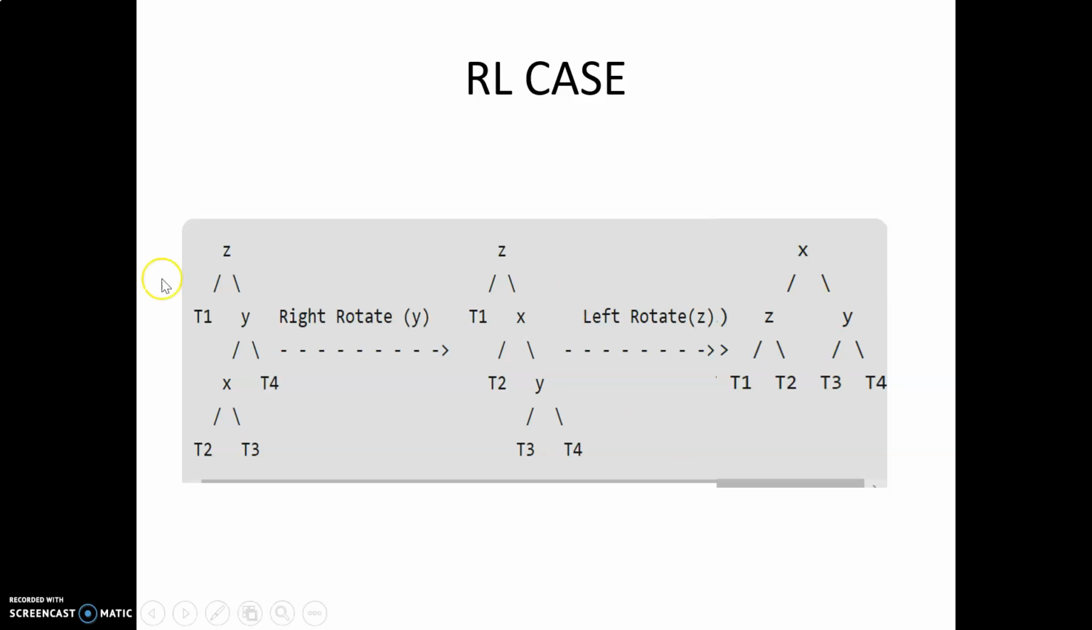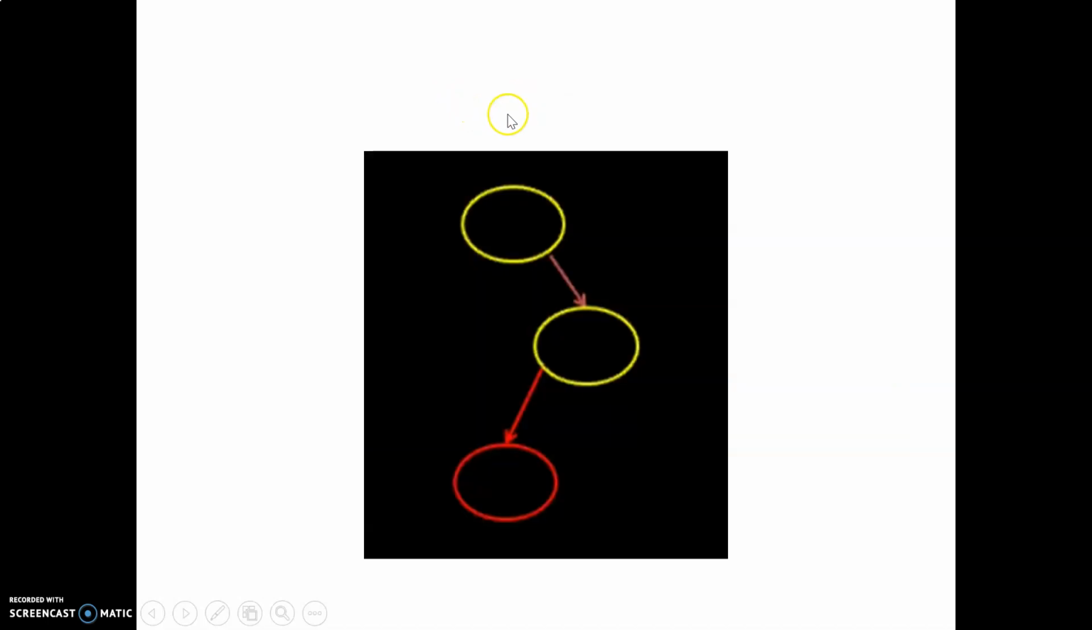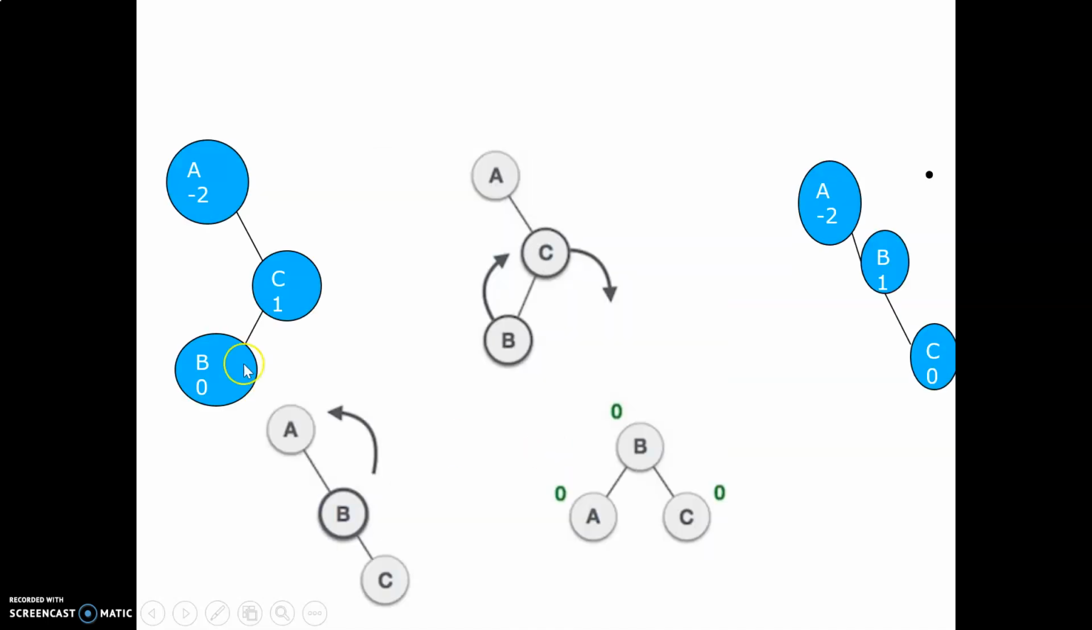RL case means insertion has happened in the left part of the right subtree. The newly inserted node is in the left part of the right subtree. For example, this is the case, insertion has happened in the left part of the right subtree. Again, this will be RL rotation. So first we have to perform right rotation and then we have to perform left rotation. R rotation on this, so it will come down and this will go up. This will be my case. And then left rotation for the unbalanced node. So this will come down.